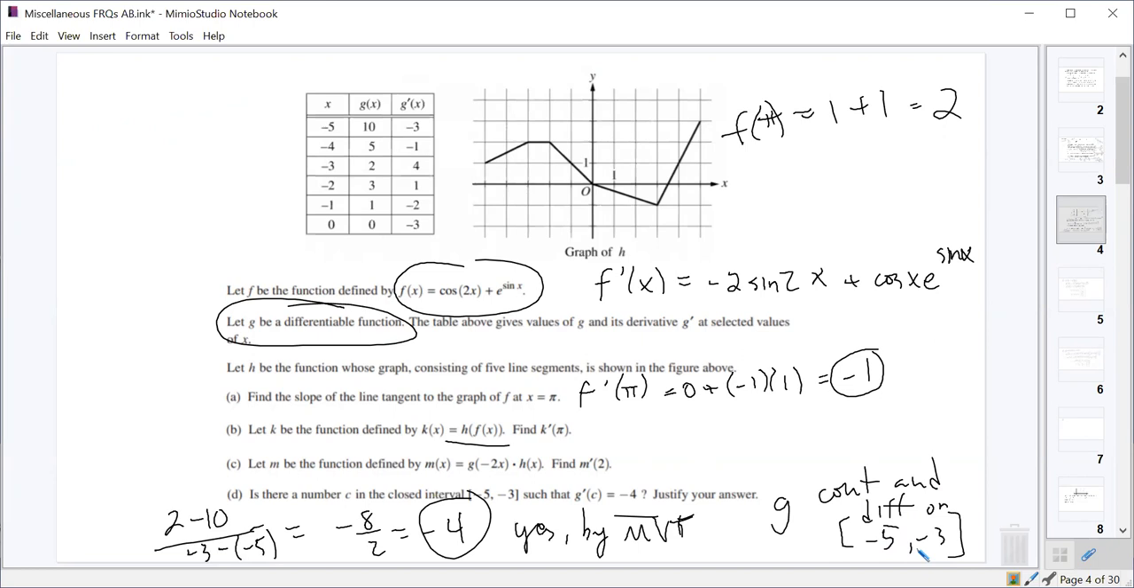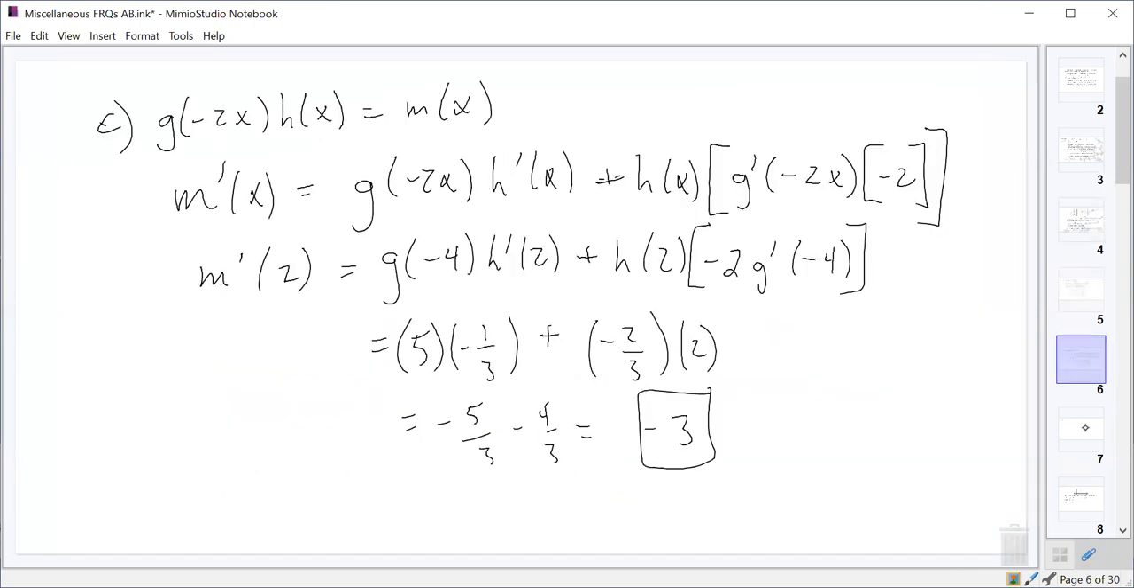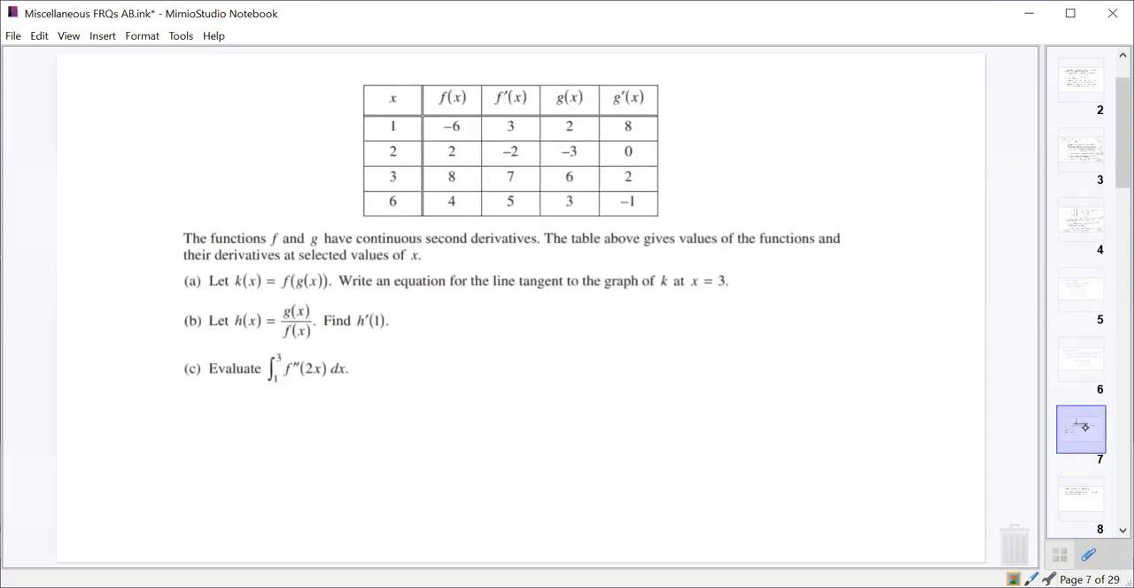Good or no? Any questions on this question? How'd this one go? This one was pretty easy also. Yeah.